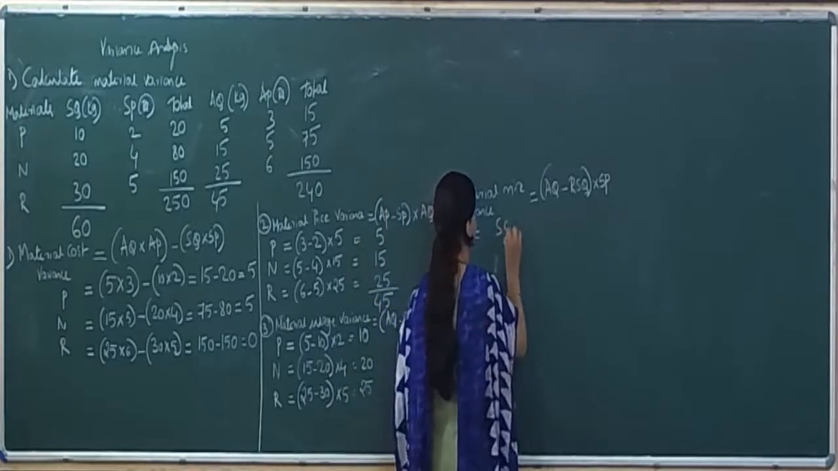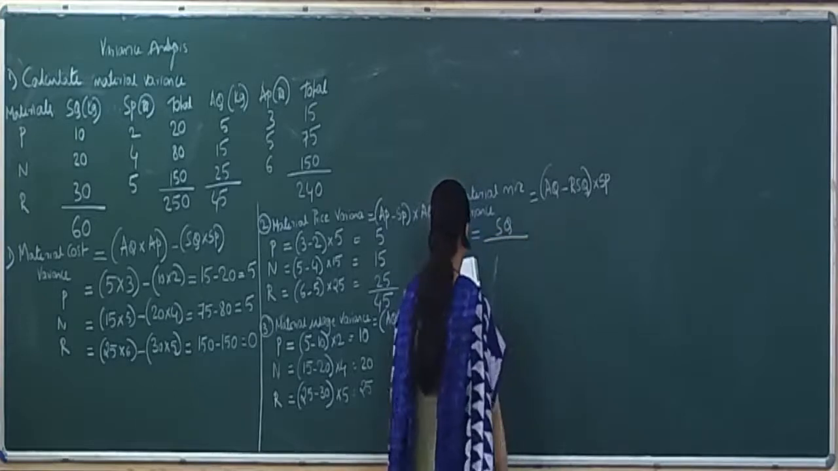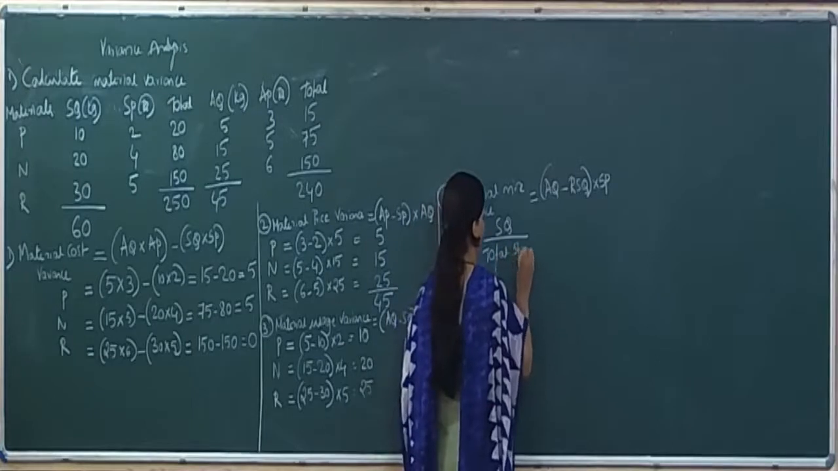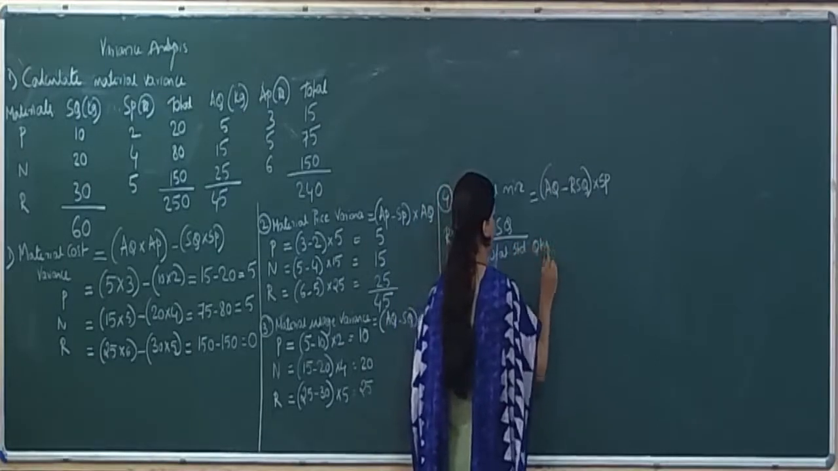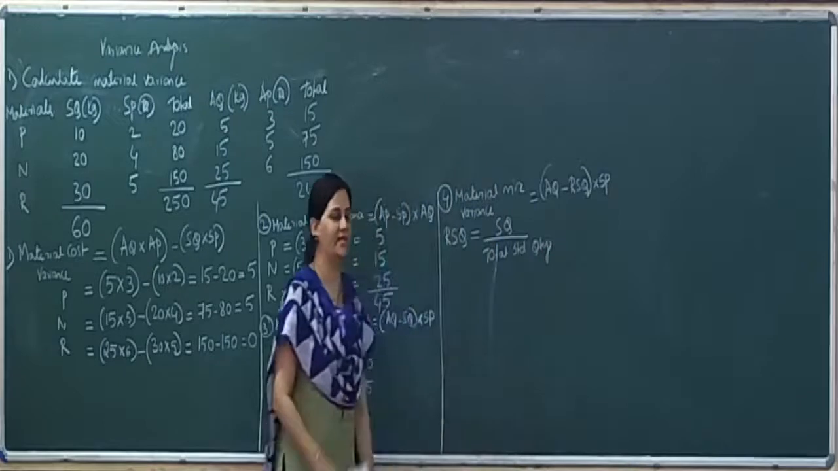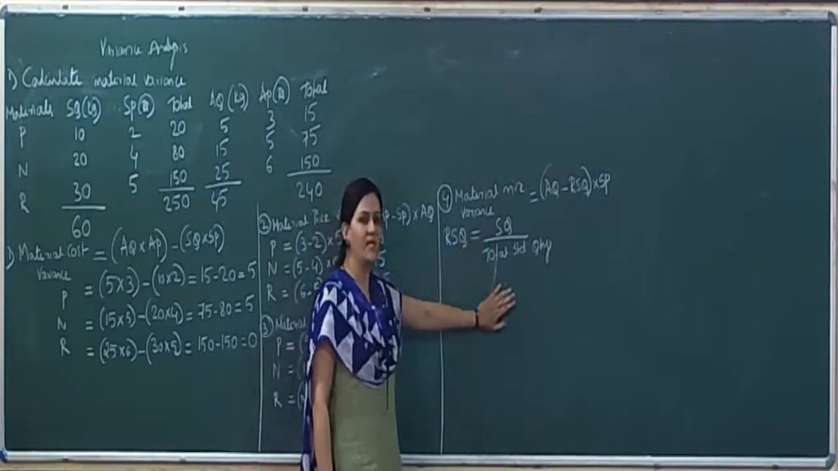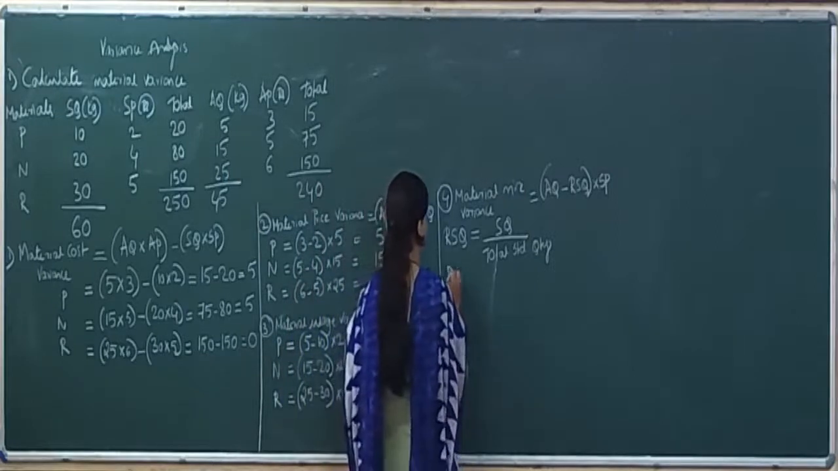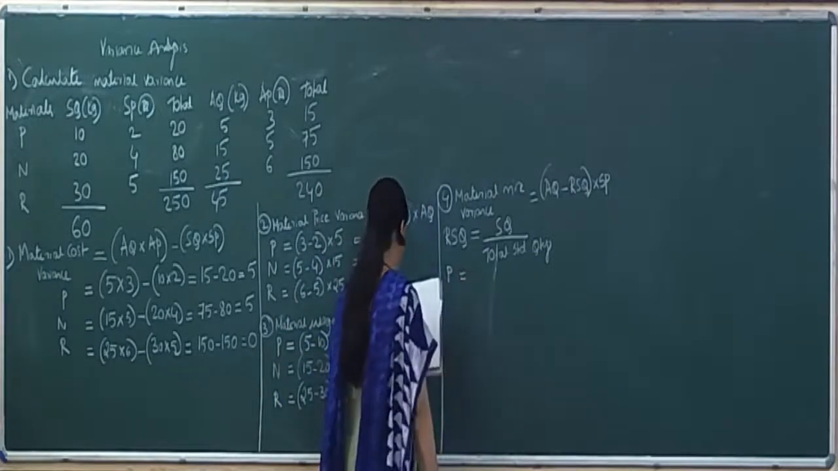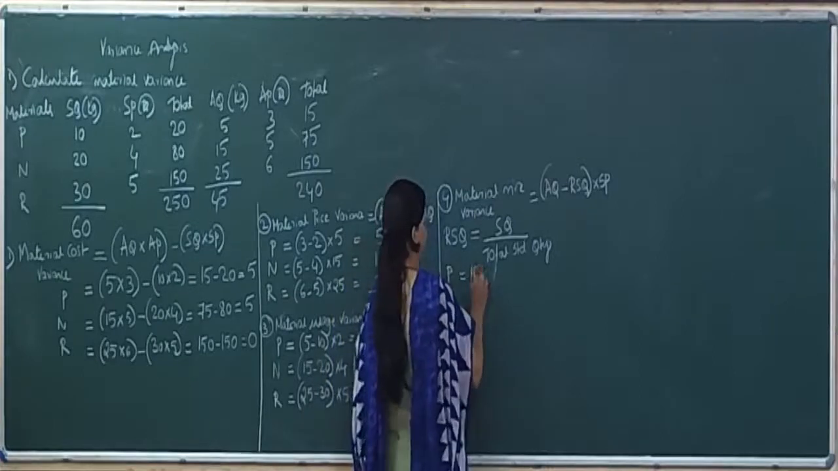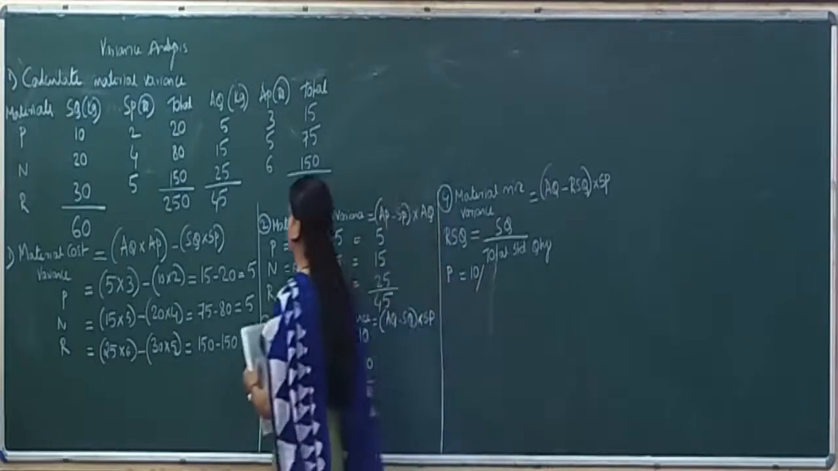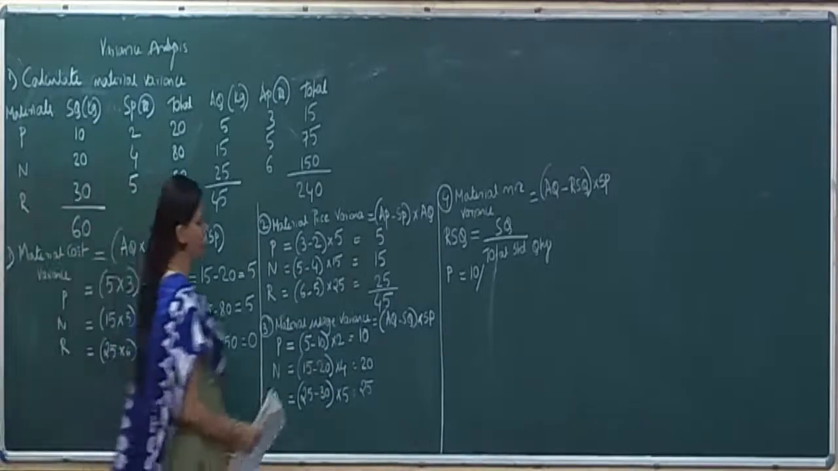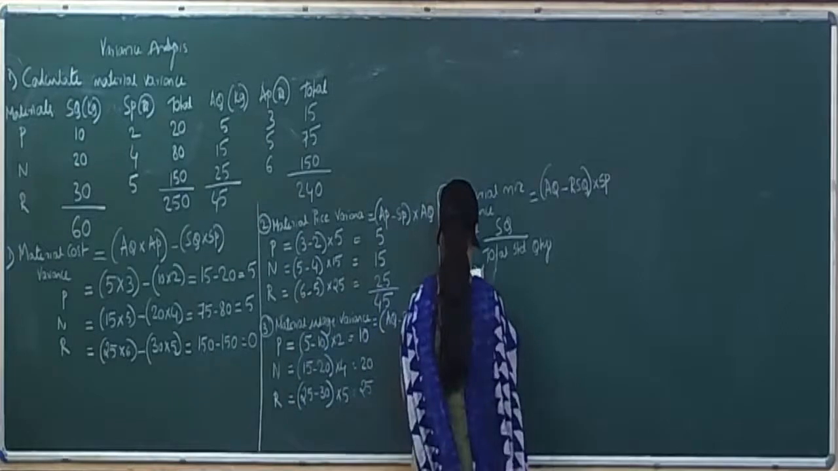Revised standard quantity is equal to standard quantity divided by total standard quantity. So first we need to find out what is revised. For P, it is 10 divided by total standard quantity, which is given here as 60. So 10 divided by 60.